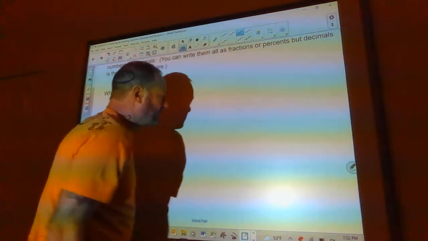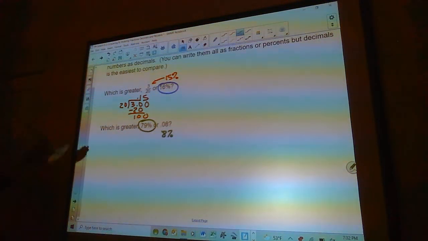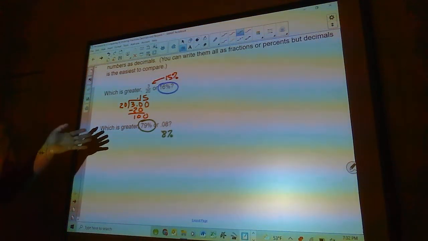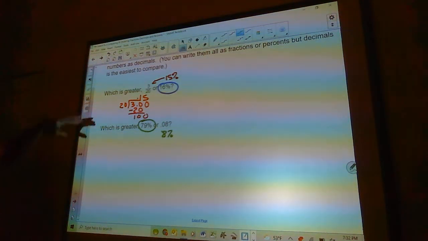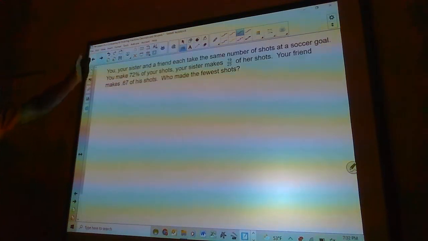So like I said, you can put them all in percents, you can put them all in decimals, you can put them all in fractions, but I probably wouldn't put them in fractions because it's hard to tell sometimes when two fractions, which one's bigger than the other one.